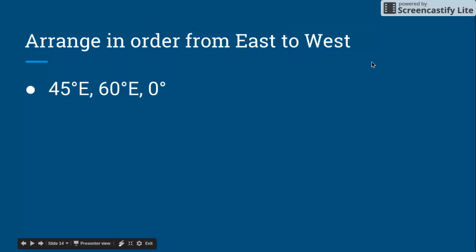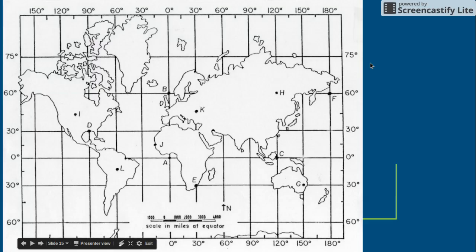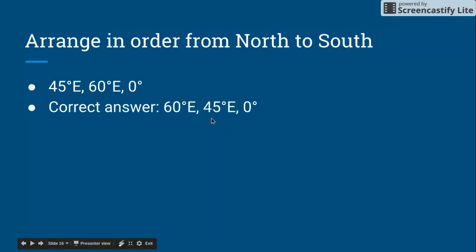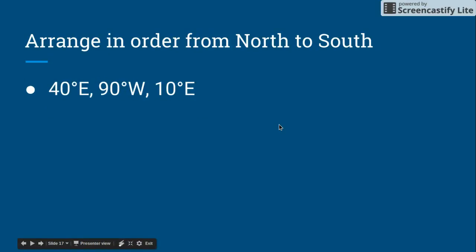Arrange these in order from east to west. If you need help with a map, you can just pause it now. Correct answer, this should say up here east to west, should be 60 east, then 45 east, and then 0. Because the bigger the east number, the more east it is. Arrange these in order from east to west. This should not say north to south, should say east to west. Sorry about that.